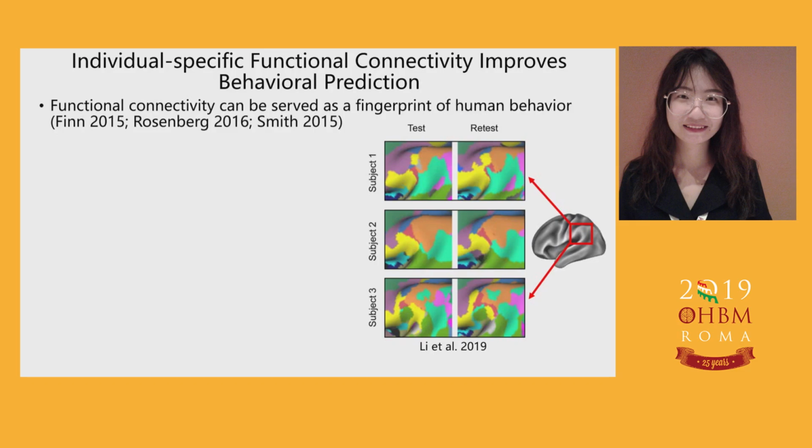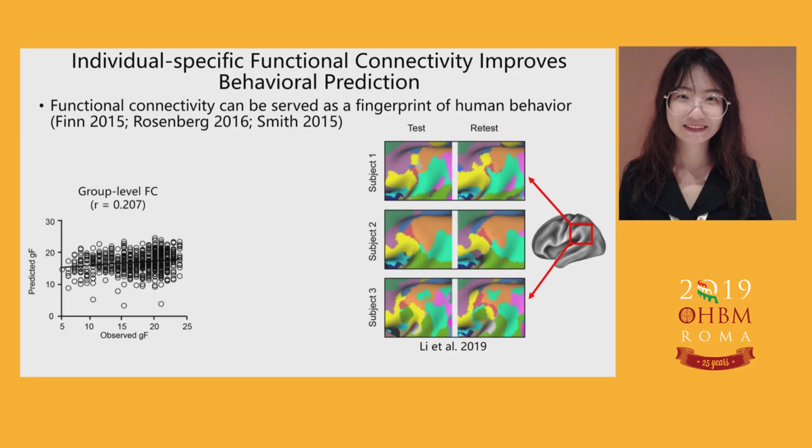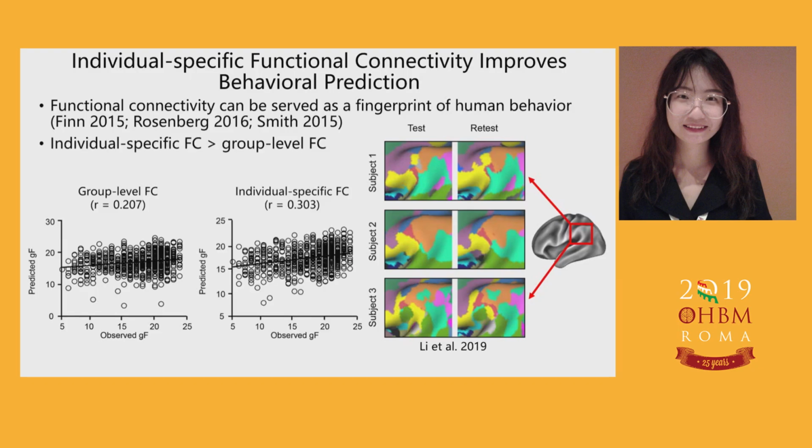And there are a lot of studies that have demonstrated that the functional connectivity strength can serve as a fingerprint of human behavior. This plot shows the functional connectivity derived from the group level parcellation. The fluid intelligence can be predicted with an accuracy of around 0.2. This prediction accuracy can be further improved if we use the individual specific area level parcellation to estimate the functional connectivity for behavior prediction.